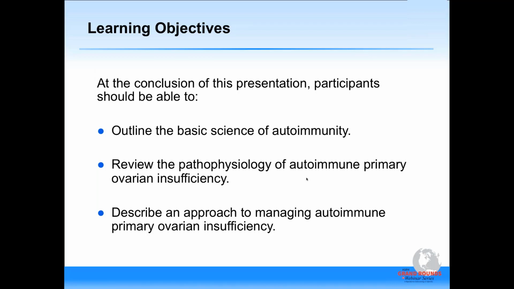able to, number one, outline the basic science of autoimmunity. Number two, review the pathophysiology of autoimmune primary ovarian insufficiency. And number three, describe an approach to managing autoimmune primary ovarian insufficiency.